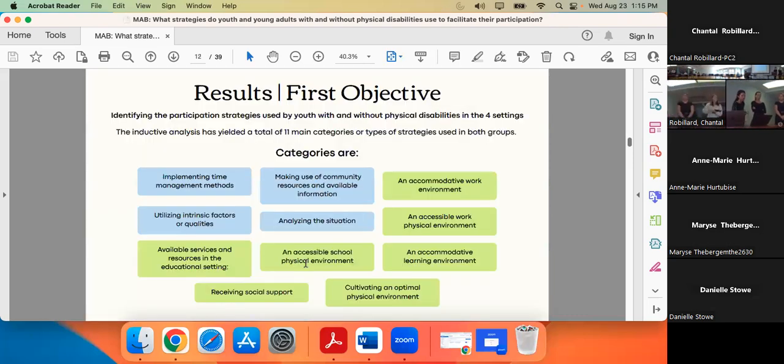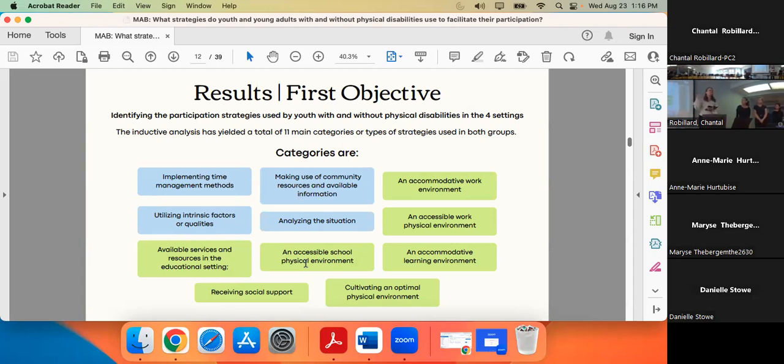So moving on to the results, as per the results, our first objective, like it was mentioned, was to identify the participation strategies used by youth across all settings. The inductive analysis has yielded a total of 11 main categories of strategies. They are all listed here.